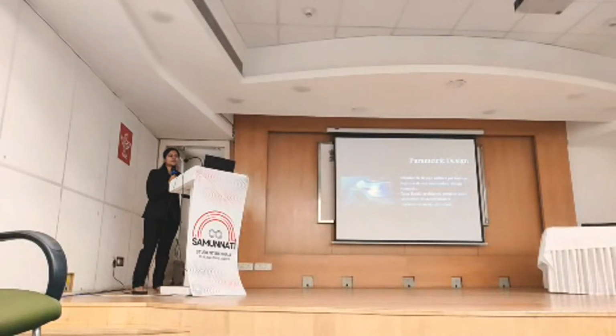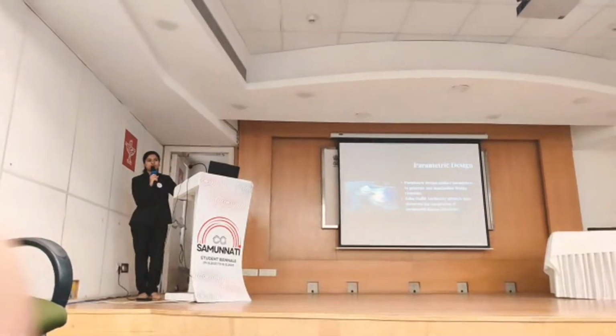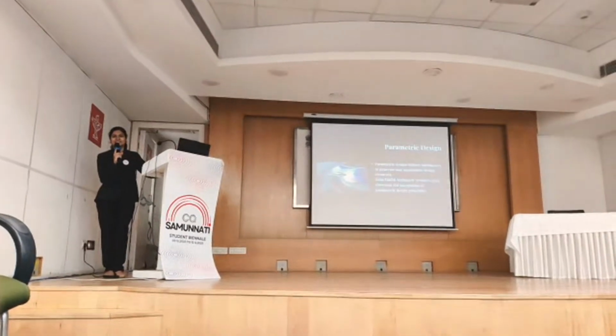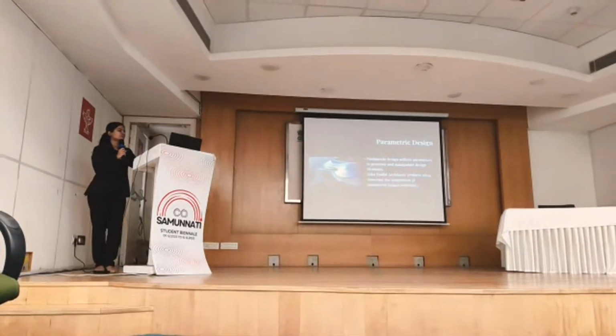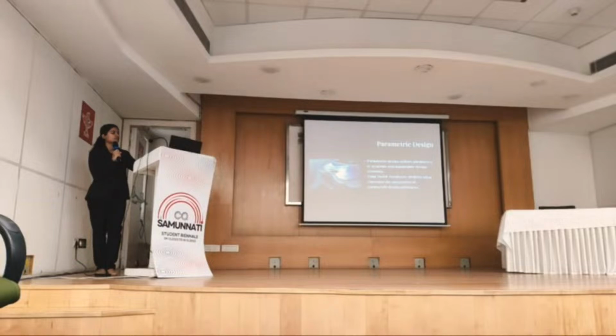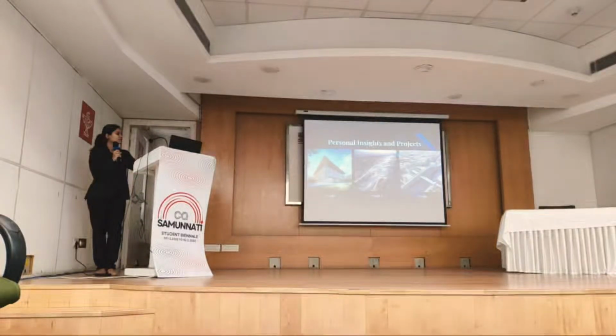The second aspect is parametric design. As we all know, is anyone familiar with Rhino and Grasshopper? Yes. So that's what parametric design is. We know that worldwide, parametric design is used nowadays to enhance architecture. The third aspect is computational design, which we all know is the same, and AI algorithms are used to generate designs. Okay, so coming to the personal insights and projects.